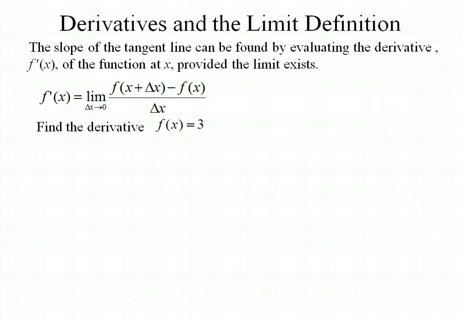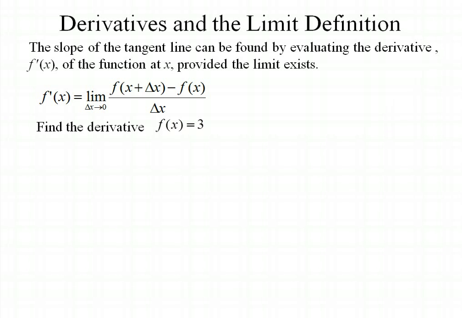That's going to give us a formula, and then we would evaluate the formula at a specific value of x in order to find the slope of the tangent line at that particular point. In this lesson, we're going to be focusing on finding the derivatives, or the formulas, for the slope using the limit definition. So let's start off with an example.